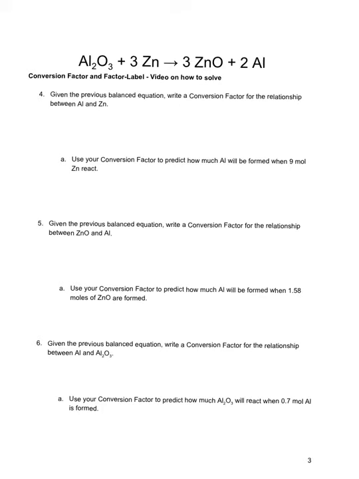We're going to look at a different way to solve these problems using a system called conversion factors, or factor label. The big idea is that you can make an equal statement. It says, given the previous equation, write a conversion factor for the relationship between aluminum and zinc. Looking at aluminum, I see there are 2 moles of aluminum. So I'm going to write 2 moles of aluminum equals how much zinc?